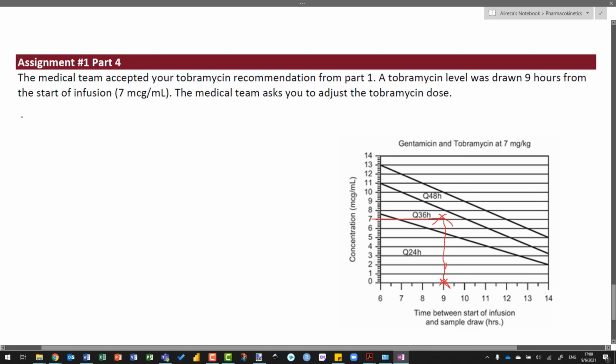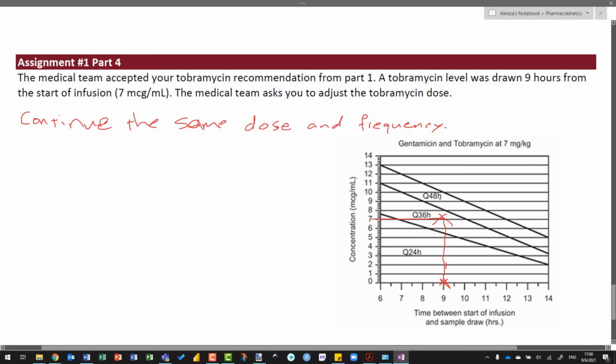So what we recommend is to continue. There's no need to change the frequency. So we continue the same dose. You can also say the dose and frequency. And that's pretty much it. So this part was pretty easy.